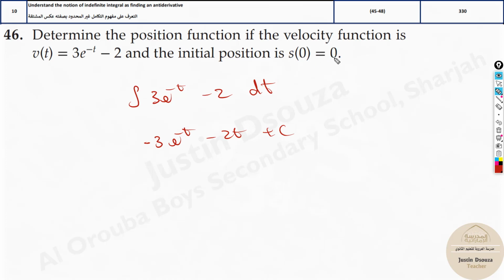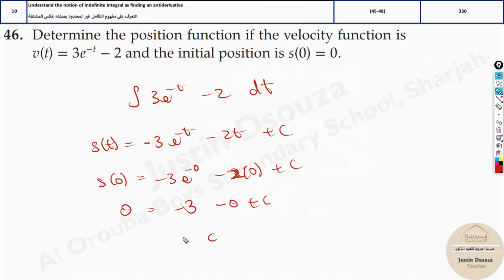And over here you need to substitute 0 everywhere. Now this is basically s of t, right? Now s of 0 will be minus 3e to the power minus 0. 0 is neutral, doesn't matter the sign. Minus 2 times 0 plus c. Now here, what is s of 0? It's 0. Then we have minus 3 here, because e to the power 0 is 1. Minus 0 plus c. So c will be equal to, take this to the other side, positive 3.